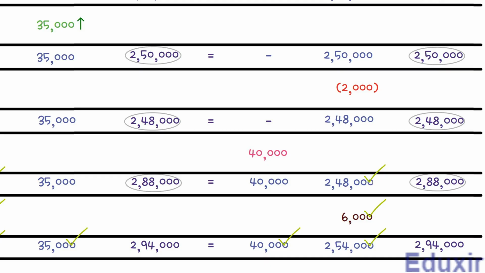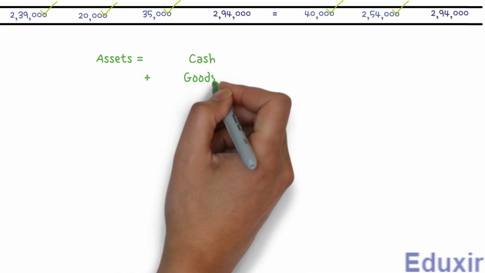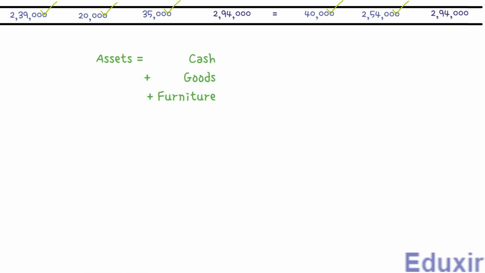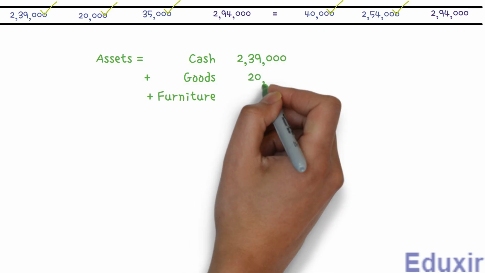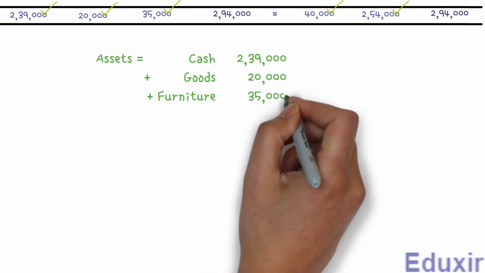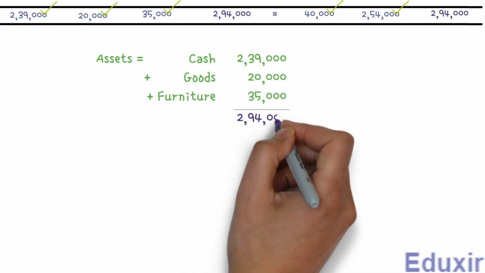So with that, we have completed the recording of all the transactions in the accounting equation table. Now at the end, the assets are equal to the sum of cash, goods and furniture. This is equal to the sum of 2,39,000 rupees, 20,000 rupees and 35,000 rupees. Adding all these, we get 2,94,000 rupees.